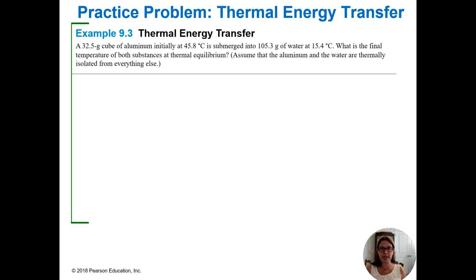For the water, you should know the specific heat, 4.184 joules. For the aluminum, you can look that up, or it'll be given to you in the problem. When it says assume the aluminum and water are thermally isolated from everything else, what that means is the system itself is not losing heat to the environment because, say, the lid is off or it's not a tight seal. It just means that you're assuming it's in a vacuum, basically. Okay, so we're going to be finding the final temperature. Remember, the final temperature is going to be the same for both the aluminum and the water.